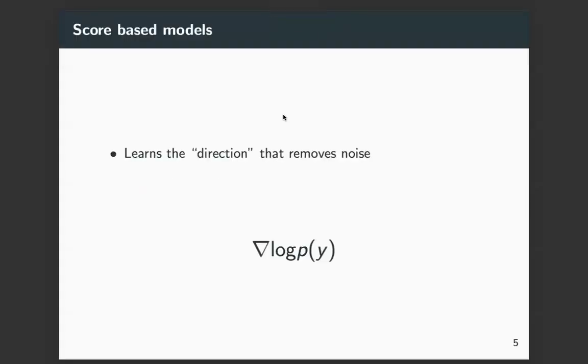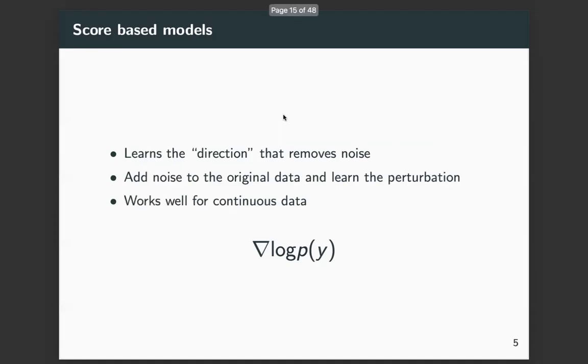Some basic stuff. This is nabla log p, which is the direction, a gradient of reducing noise. So that's a denoising gradient, also called the score. To learn the score, we essentially add some noise to the original data and learn the perturbation. Basically we learn how to get back the original data. That way we train the model. That's a score-based model, and it works well for continuous data, which means this y here should be continuous.